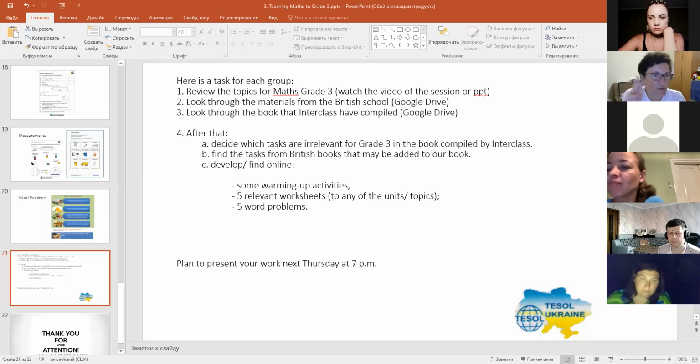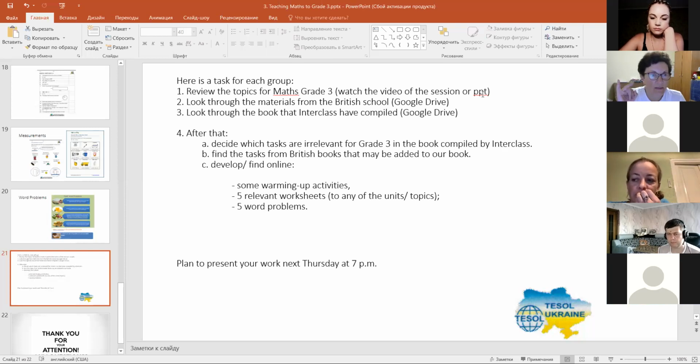When I say some, I mean just 1, 2, 3, not many. 5 relevant worksheets. I mean that the topics that I have presented to you: rounding, then fractions, measurements, division, the perimeter, and something else. So not all of them are in the book. So maybe you will find 5 relevant worksheets. I meant 5 for the group, and the worksheets that will coincide with the topic.